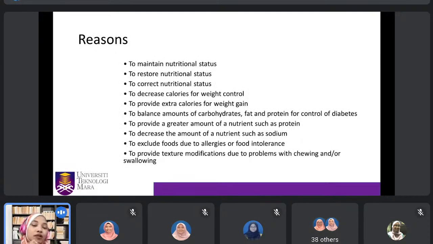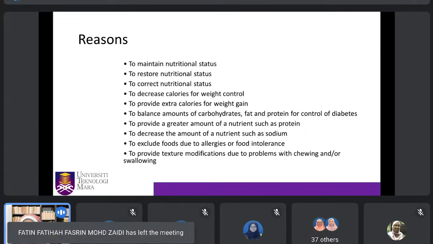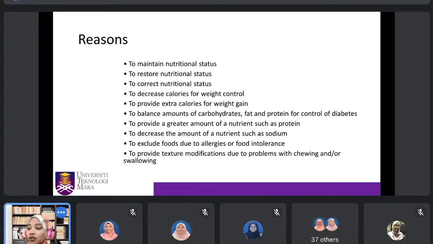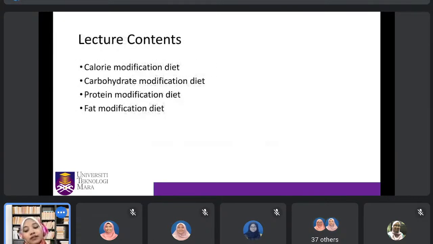So what are the reasons for therapeutic diet? Mainly to maintain nutritional status, restore and also correct the nutritional status, to decrease the calories, provide extra calories to promote weight gain, to balance the amounts of carbo, fat and protein for the control of diabetes, to provide a greater amount of nutrients such as protein, especially to promote wound healing, for example, or cases that need extra protein like a cancer patient, and then to decrease the amount of nutrients such as sodium, exclude food due to allergies or food intolerance, to provide texture modifications due to problems with chewing or swallowing. So these are the lecture contents for today.